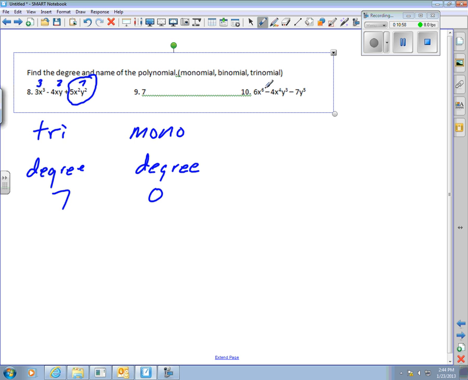In number 10 here, we have 1, 2, 3 terms, so that's again a trinomial. And its degree here looks like a 6. 4 plus 3 is 7. This one's 5. Again, we don't add them together. We just pick the largest degree. Largest number is 7. That would be its degree.